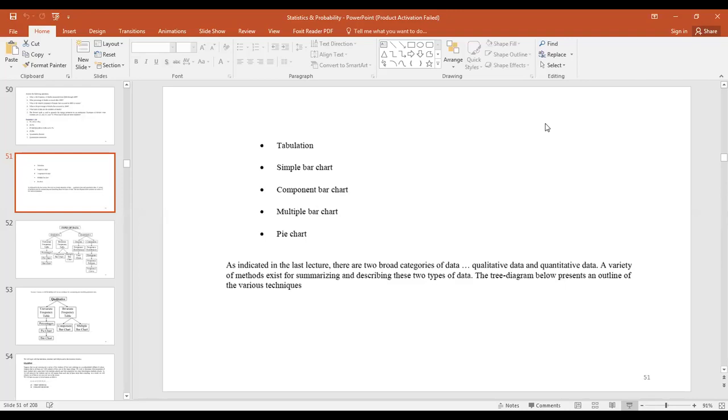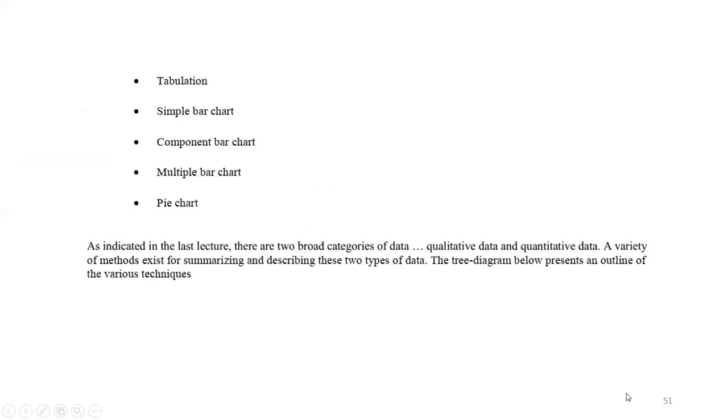What we discussed in our last lecture was displaying the data. How will you display your data? And now our aim is to read more about the various charts: tabulation, simple bar chart, component bar chart, multiple bar chart, pie chart.